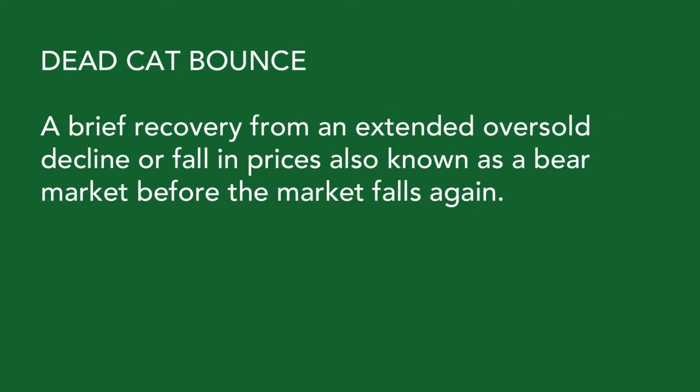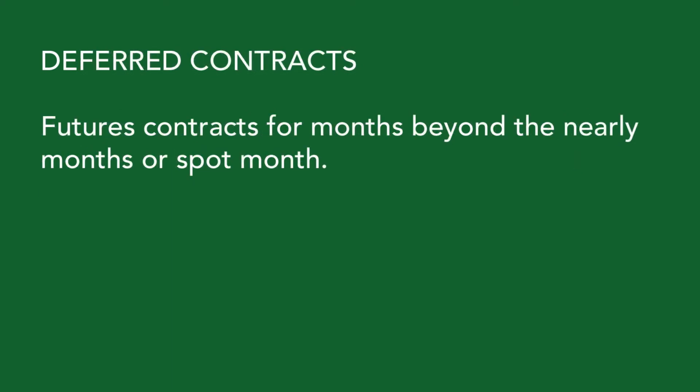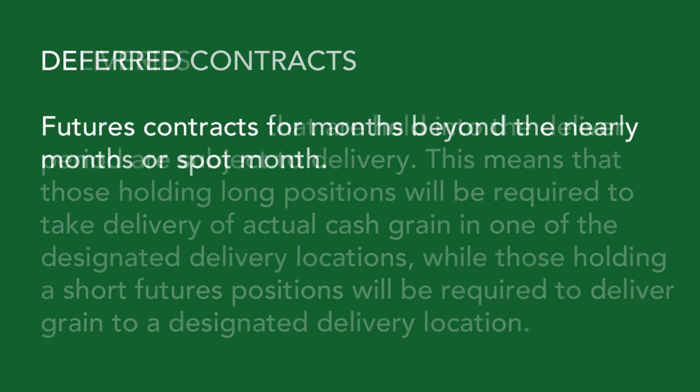Dead cat bounce: a brief recovery from an extended oversold decline or fall in prices, also known as the bear market. So for example, in 2008, corn prices went from $7.50 down to $3.05 in quick order. That's an oversold market. When you get to that $3.05, you potentially get a dead cat bounce. Deferred contracts: futures contracts for months beyond the nearby months or spot month.